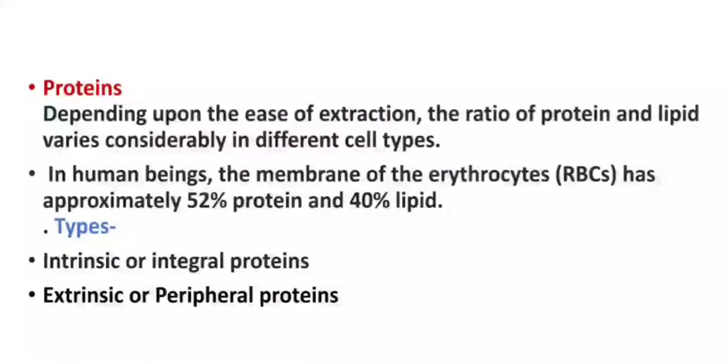Now what kind of proteins are found in the plasma membrane? Depending on the ease of extraction, proteins are of two types mainly. Here an example is given that in human beings the membrane of RBCs contains 52% proteins and 40% lipids. Proteins are of two types on the basis of ease of their extraction. One is intrinsic protein or integral protein. The other one is extrinsic protein or peripheral protein.